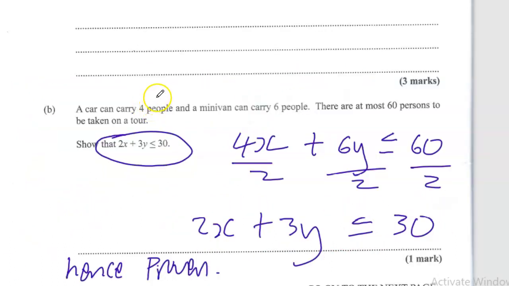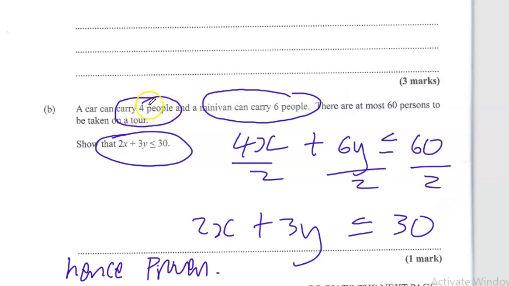So remember, we're told a car can carry 4 persons and a minivan can carry 6 persons. And remember, car was represented by x, and that's why we use 4x. And for minivan, sorry, 6y.